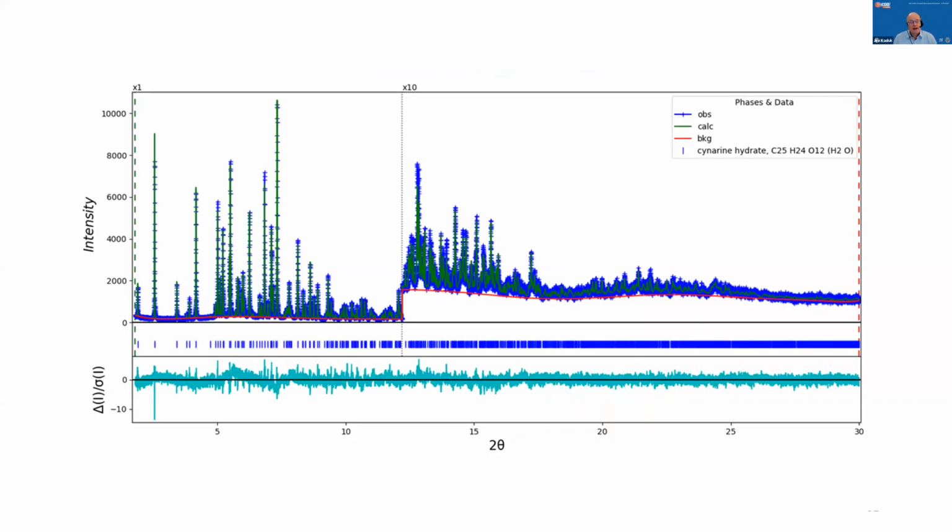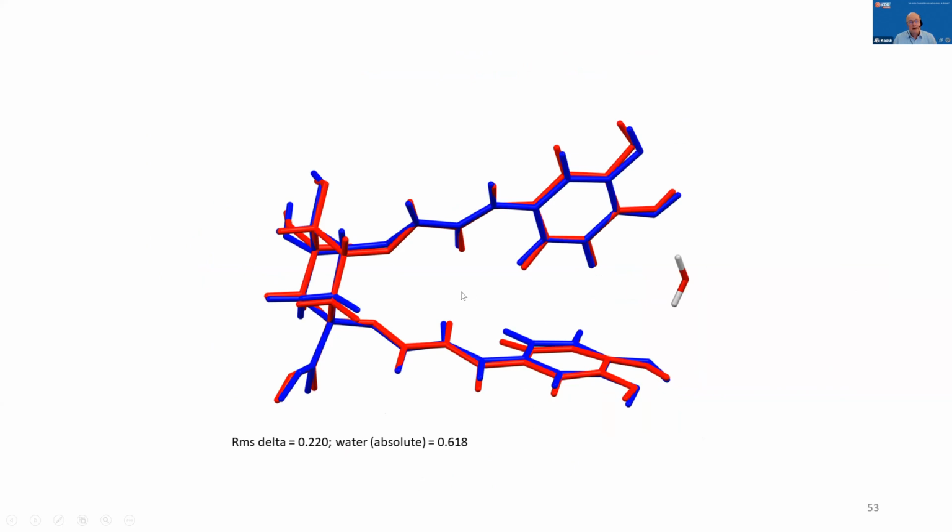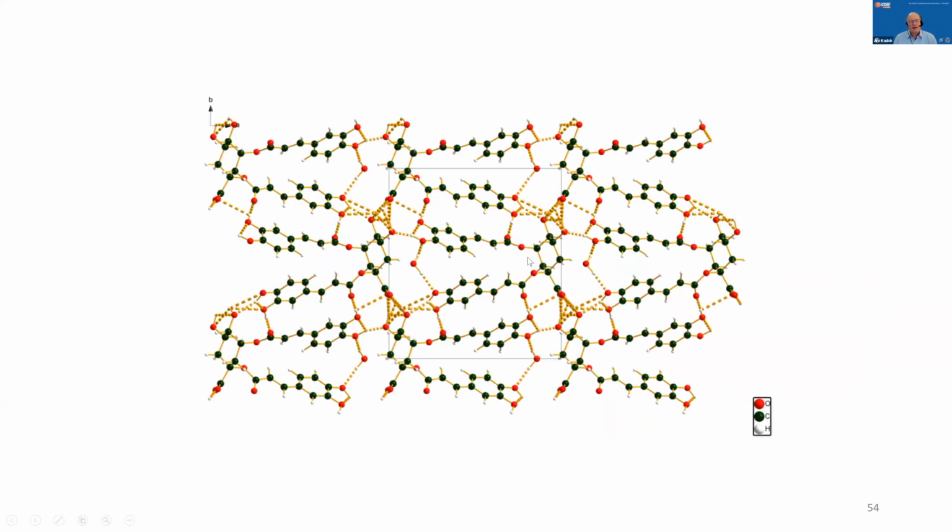Got a much nicer refinement. The structure agrees with quantum mechanics much better, but there's a hole in it. And it's perfectly located to be a water molecule that will hydrogen bond to a couple of hydroxyl groups. So we did NMR and TGA to confirm its presence. And then this is what the structure looked like. All the hydrocarbons sort of fit in layers, and we have these hydrogen bonded layers.